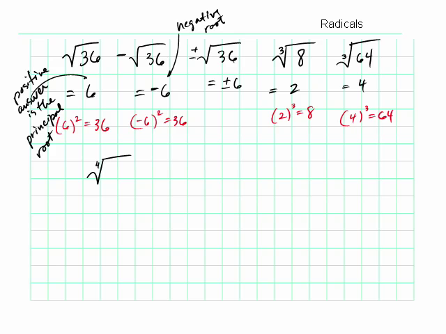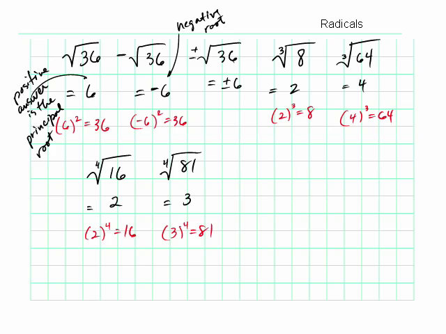Fourth root of 16 is 2, and the reason for that is because if I take 2 and I raise it to the fourth power, I get 16. Fourth root of 81, what number, if you raise it to the fourth power, gives you 81? That number would be 3, because 3 to the fourth power is 81.